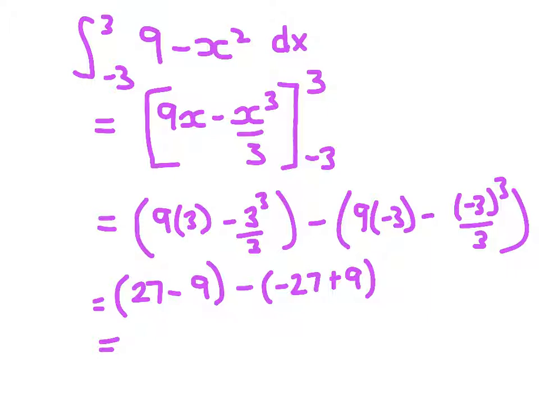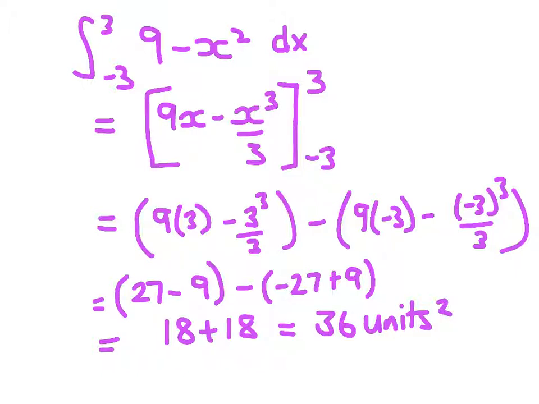27 take away 9 is 18, minus negative 27 plus 9 is negative 18, so that's 18 plus 18, which gives us an area of 36 units squared.